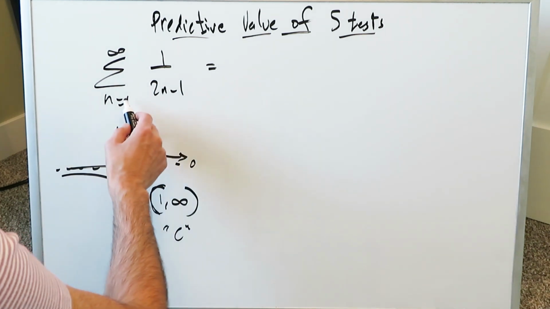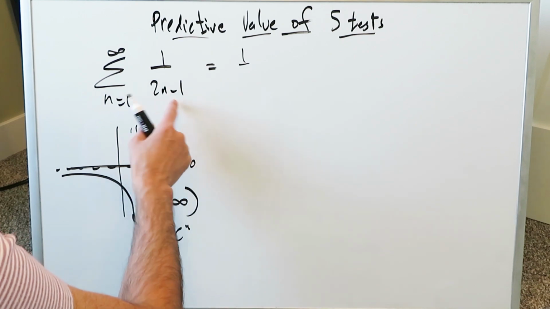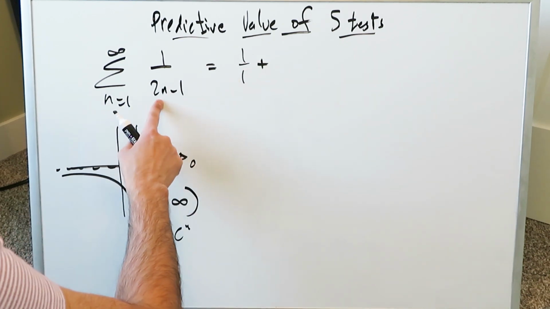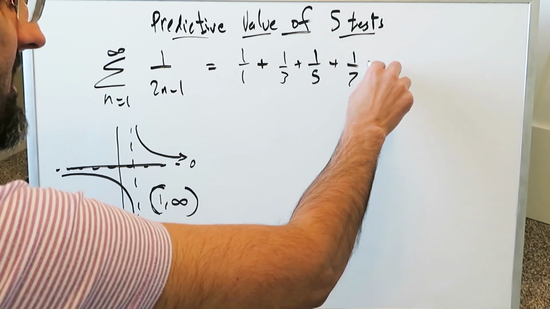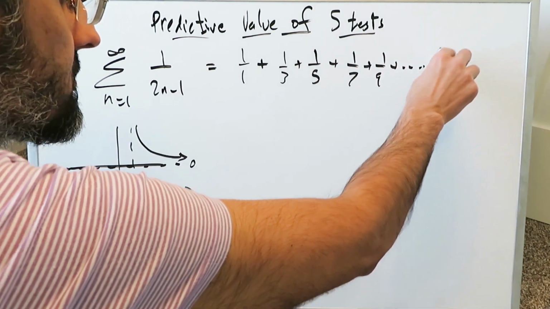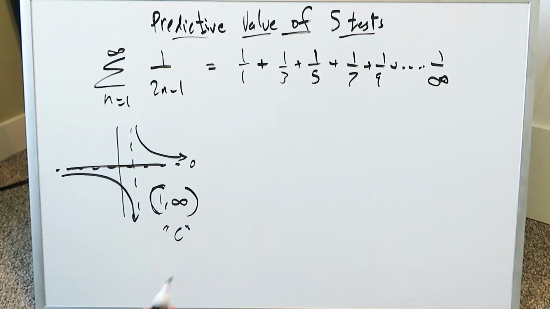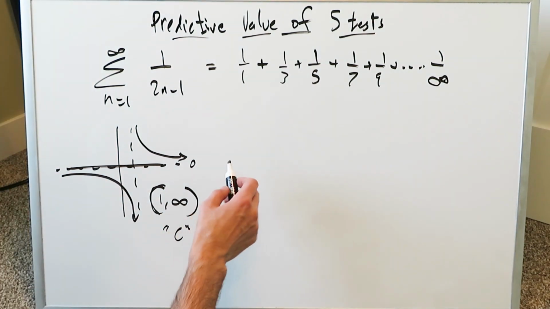But what exactly is a series? You'll have here 1 over 2 minus 1, which is 1, plus 1 over 3, plus 1 over 5, plus 1 over 7, plus 1 over 9, all the way up to eventually 1 over infinity. That's your series. Let's look at this with regards to the basic test.